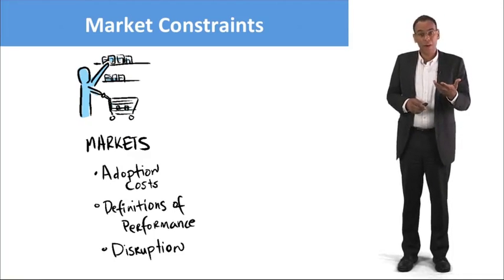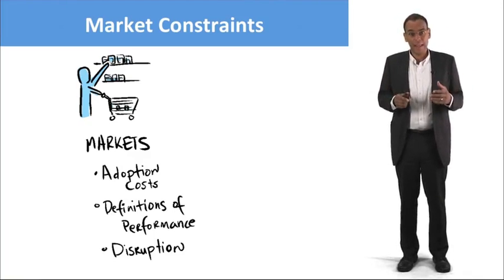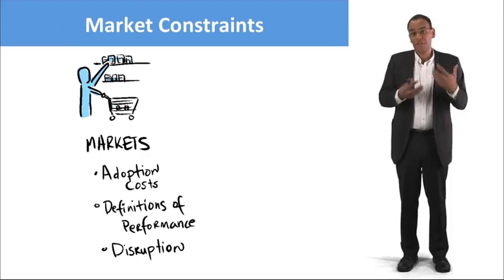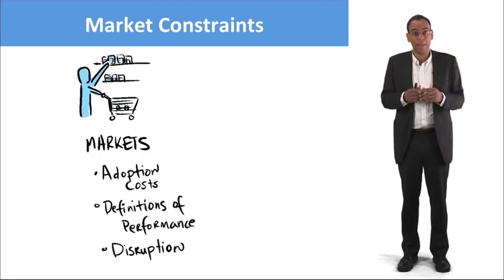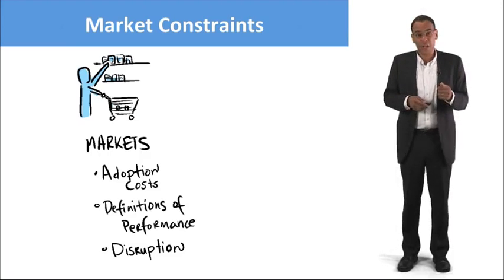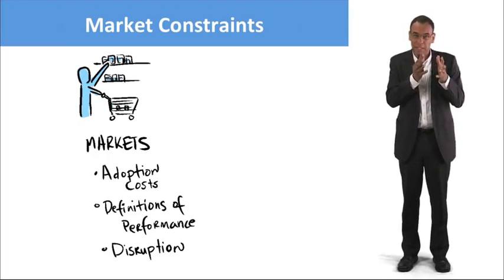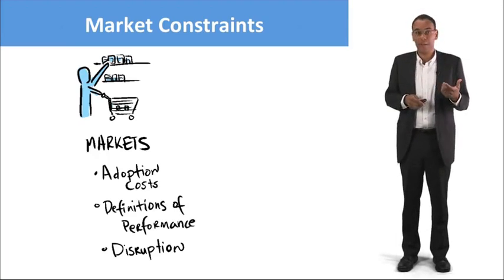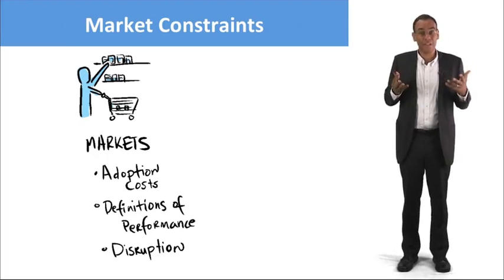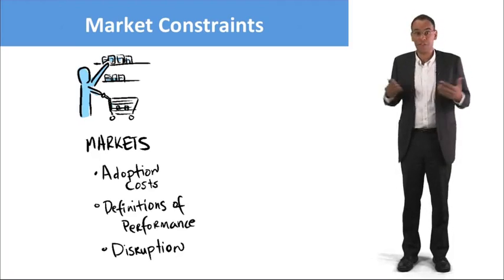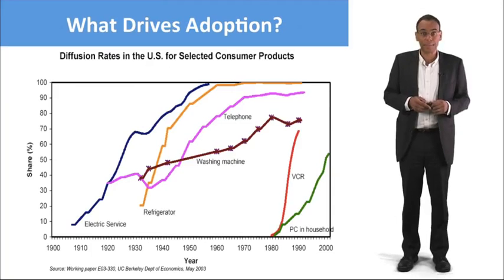So in a market, we're going to call a market that set of buyers, of customers, of users in a market, and the kind of forces that cause them to either accept innovation or not accept innovation. We're going to talk a little bit about adoption costs. We're going to talk about definitions of performance. What does performance mean and how do people seek it? And also going to talk about disruption, and draw a little bit on the work of Clay Christensen in his work, The Innovator's Dilemma, to talk about how disruptive technologies come in and turn a market on its head before you know it.